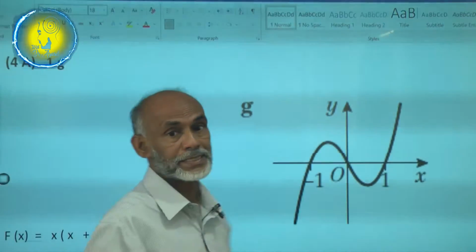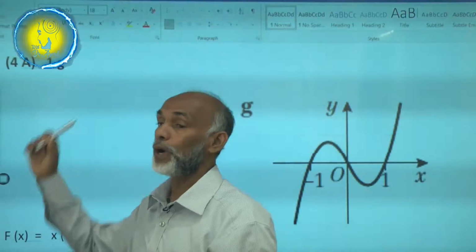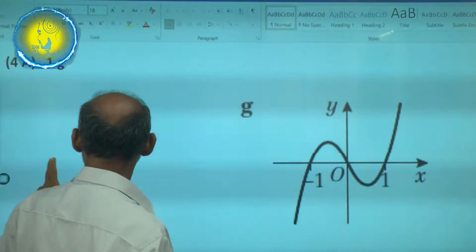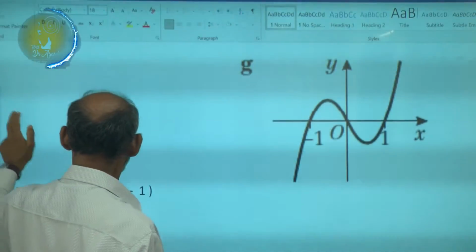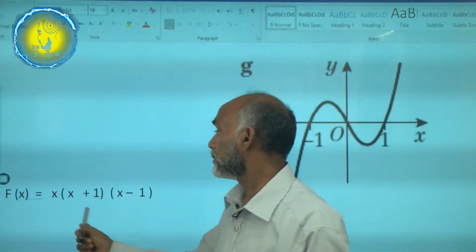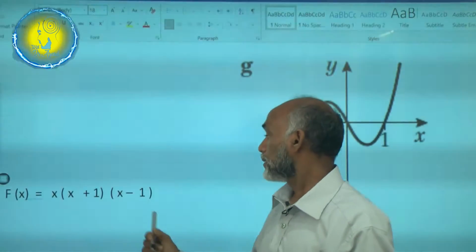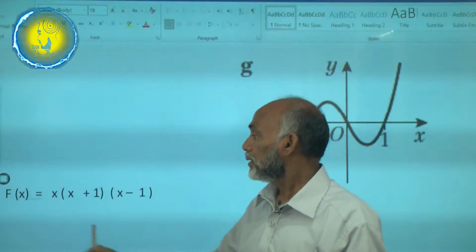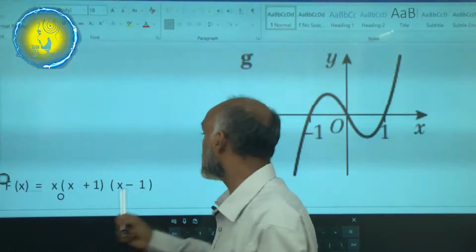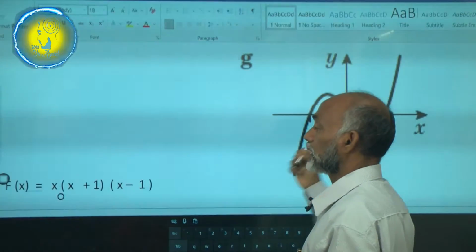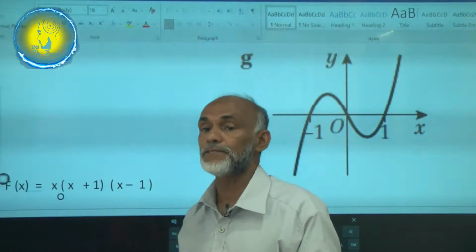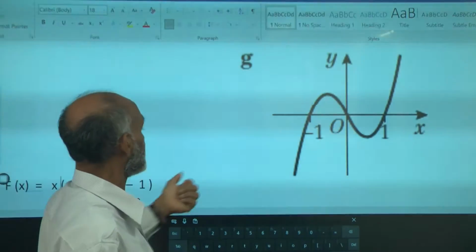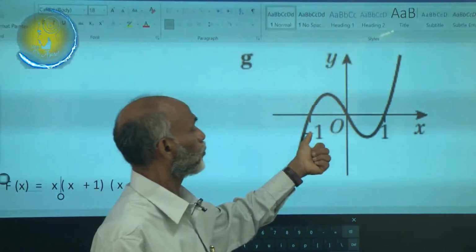Here you can see another best example. You can go to 4A1G. Here also we have the function. These are the 3 factors of the function: x minus 1, x plus 1 and x. This shows the origin is crossed. The curve crosses the origin, which gives you x equal to 0. In the other 2 cases, the curve cuts the x-axis at 1 and minus 1.